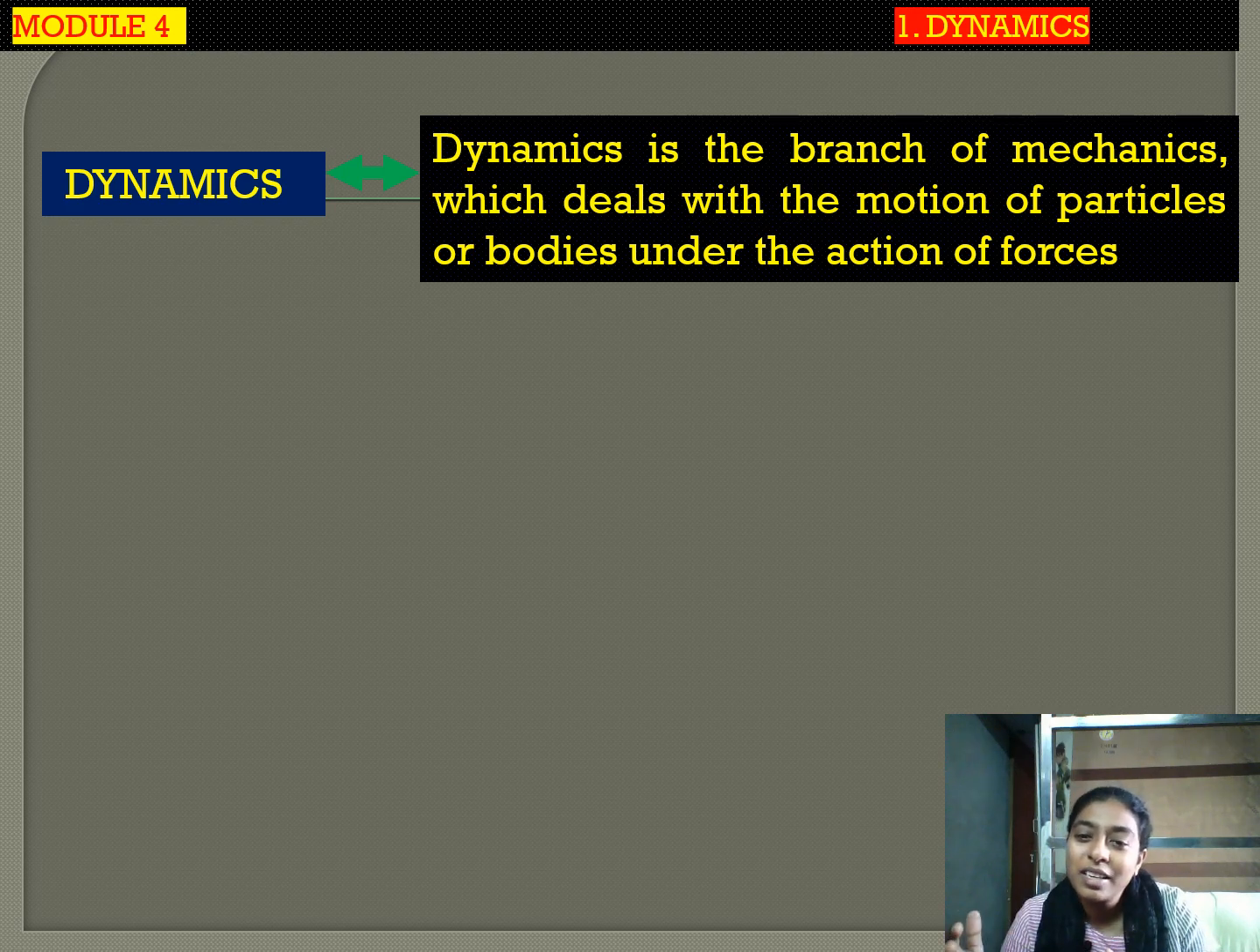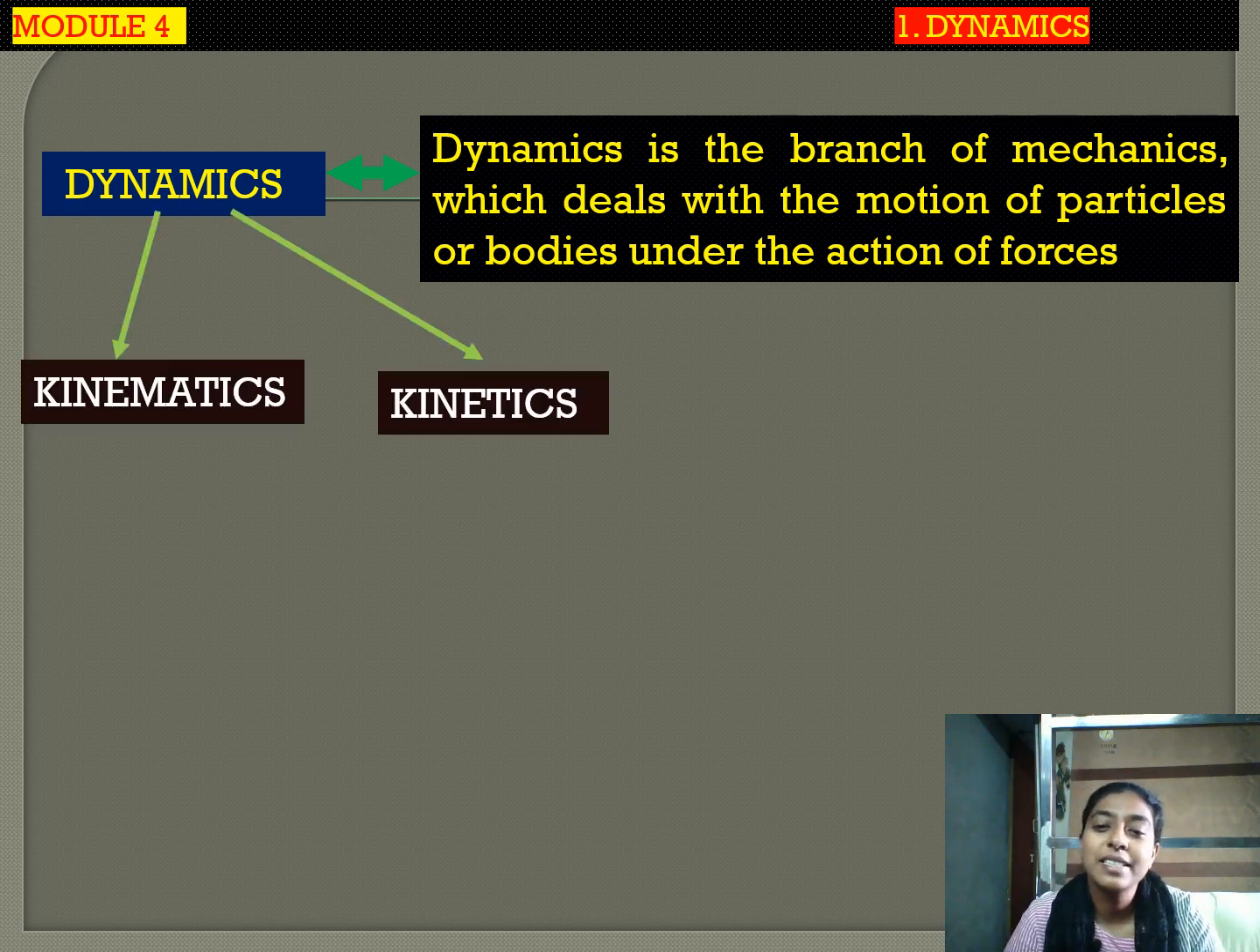So the motion of the body after the removal of the force, we call it free motion. That is, force will be equal to 0. Force is removed. Now, this dynamics is classified into kinematics and kinetics. We have already learned what is kinematics and what is kinetics. We know the definition. In kinematics, the forces responsible for causing the motion are not considered. In kinetics, the forces responsible for motion are also considered.